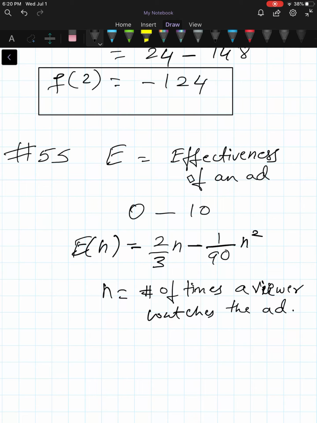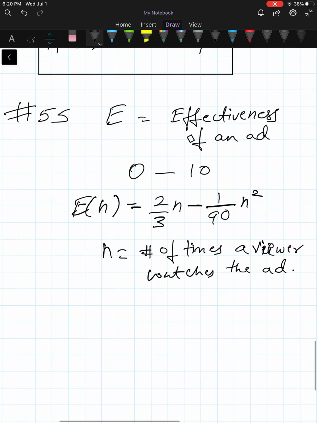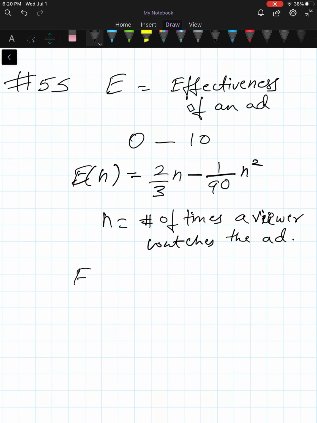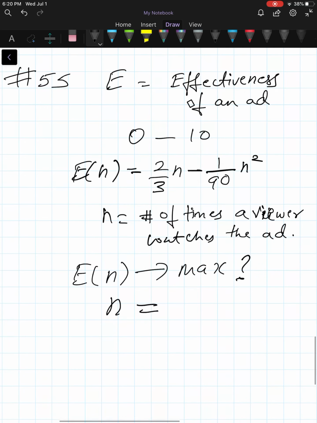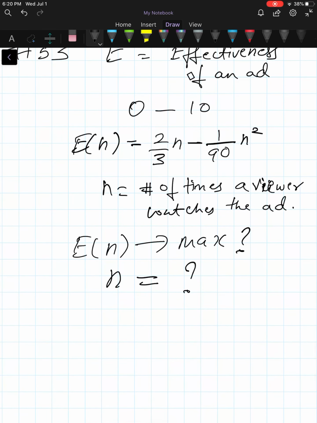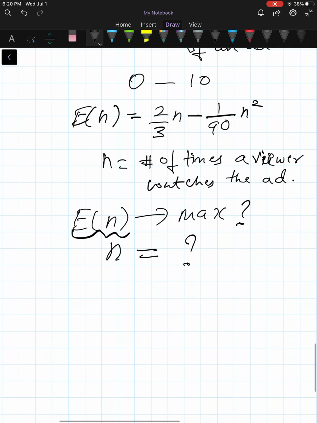Okay, so for a commercial to have maximum effectiveness, how many times should a viewer watch it? So I have to calculate when E of n attains its maximum value. So that means I have to calculate the input n. I just explained to you, the x value, the input value at which the function attains maximum or minimum value would be negative b over 2a.